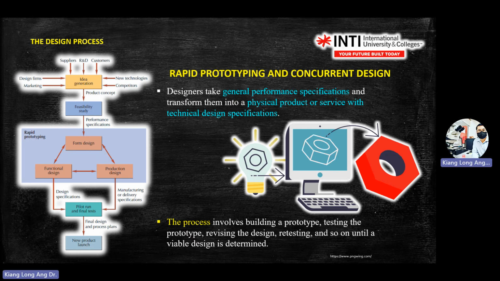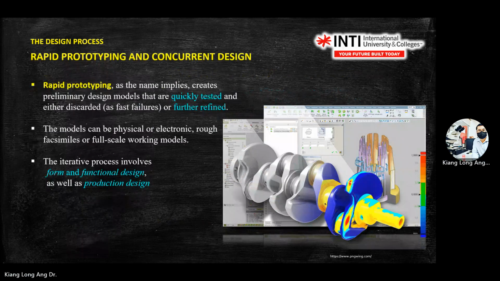So the process of rapid prototyping involves all this. You build prototype, you test the prototype, revise the design, testing until a good design is formed. So the word rapid prototyping: rapid means very fast. Prototyping is you make the thing out. So combined, rapid prototyping just means that you can test the product very fast.